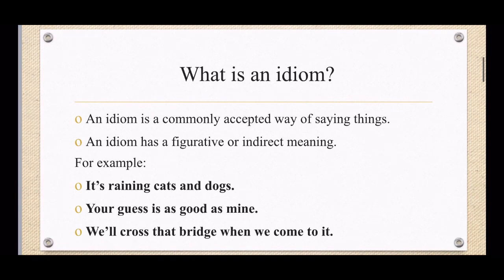So, just to recap, yesterday we went over what an idiom is. We know that an idiom is a commonly accepted way of saying things, right? It can have a figurative or indirect meaning. The examples we looked at were it's raining cats and dogs, your guess is as good as mine, and we'll cross that bridge when we come to it. So those were some examples that we looked at yesterday.